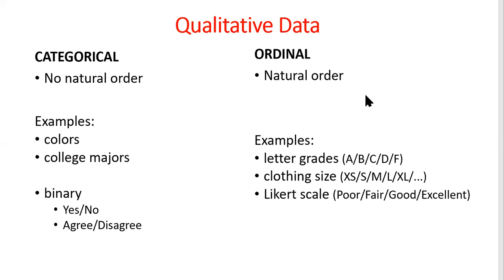Ordinal data has natural order. Examples: letter grades, from best to worst, A, B, C, D, F. Clothing sizes from smallest to larger. Likert scale, basically labeling services as poor, fair, good, or excellent.